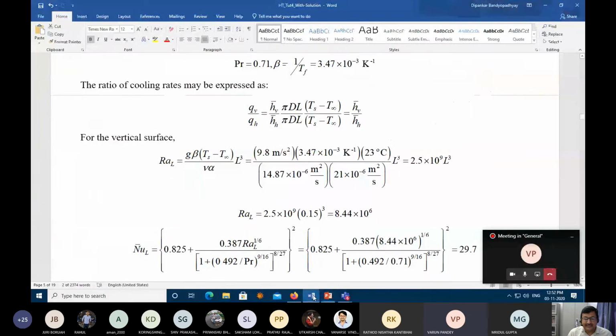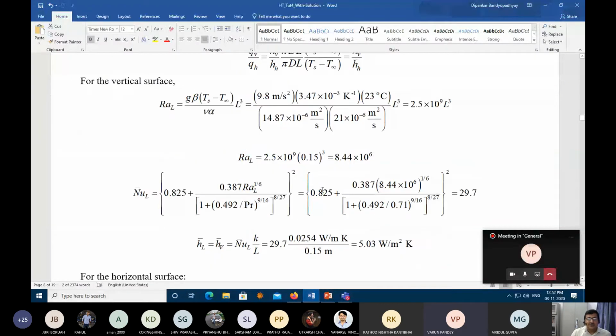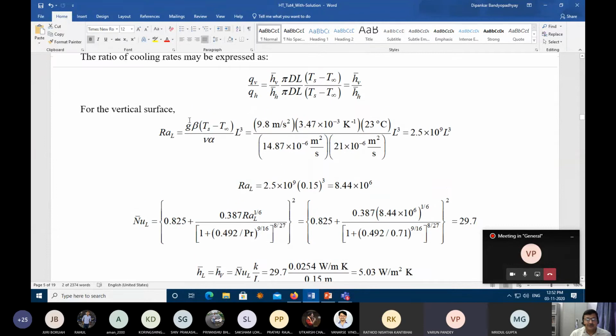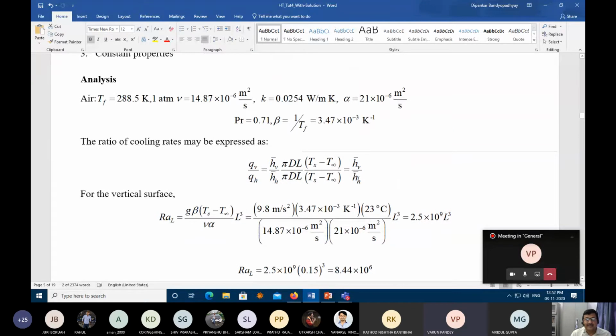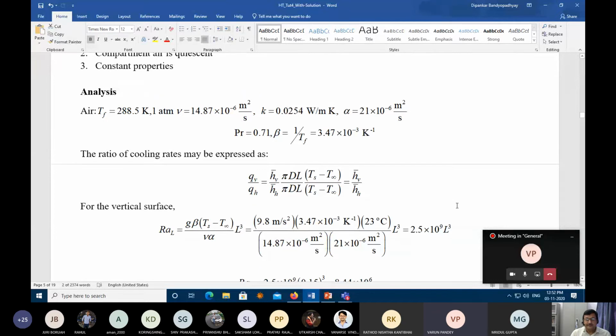Here you have a can, right? Here you have a can. So you have an equation like this, which will be there in the lecture notes. Correct? So you have to calculate first the Rayleigh number, and from there you have to calculate the Nusselt number, and from there you have to evaluate h vertical and h horizontal, right? Yes, sir. So can you first quickly calculate the Rayleigh number for this case? Yes, sir. I'm just calculating it.